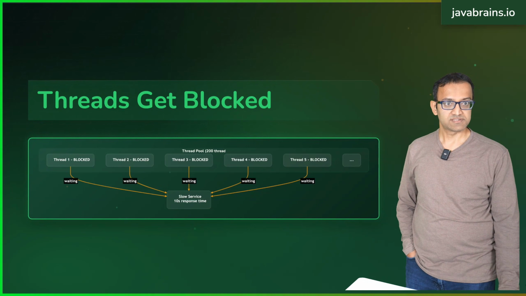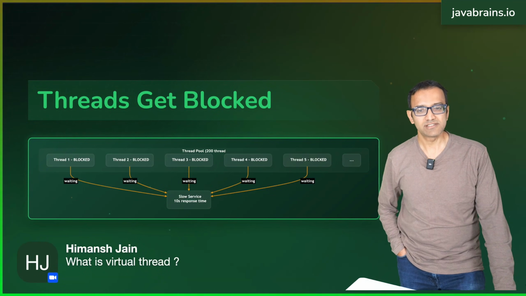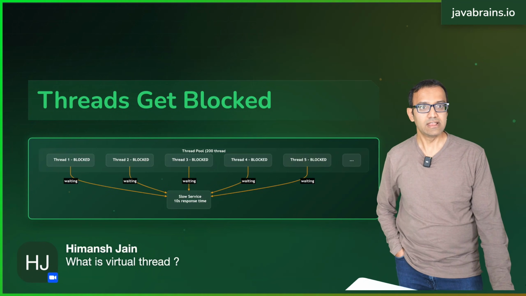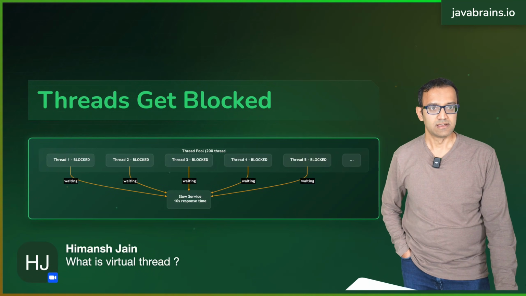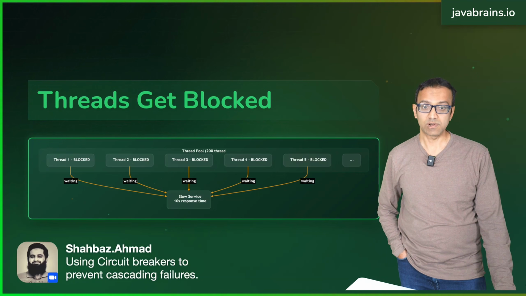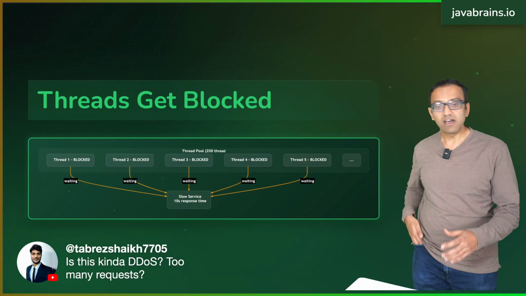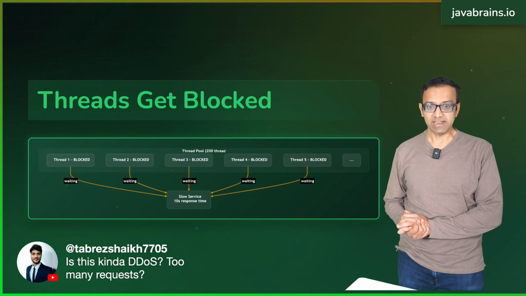Other dependent microservice will go slow? Yes. What is a virtual thread? I might cover that a little bit later. This is not a virtual thread workshop. I might cover a little bit of what that is later. Circuit breakers prevent cascading failures. Yes, this is exactly what circuit breakers were designed to handle. Is it kind of a DDoS? Yes, DDoS is meant to exploit this weakness.